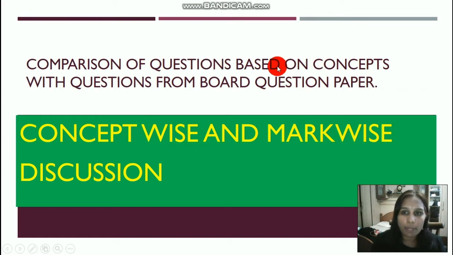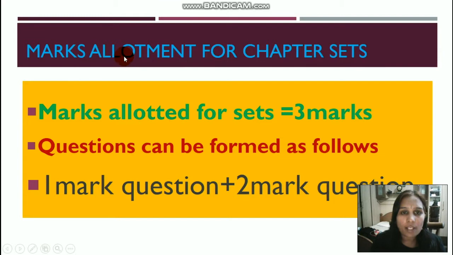Comparison of questions based on concepts with questions from the board question paper. Concept wise and marks wise discussion. Marks allotted for the chapter Sets are 3, and questions can be formed like this: 1 mark question and 2 mark questions. Totally 3 marks can be asked on this chapter.